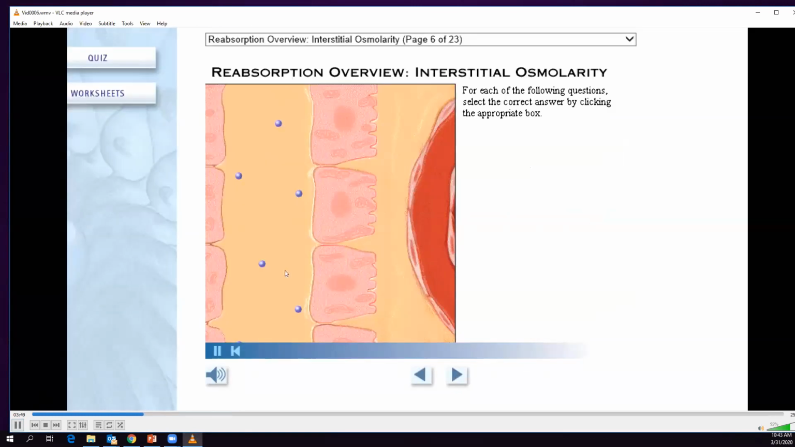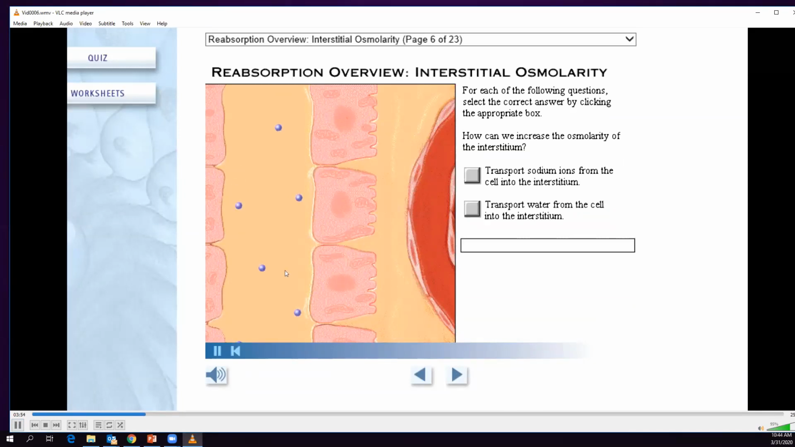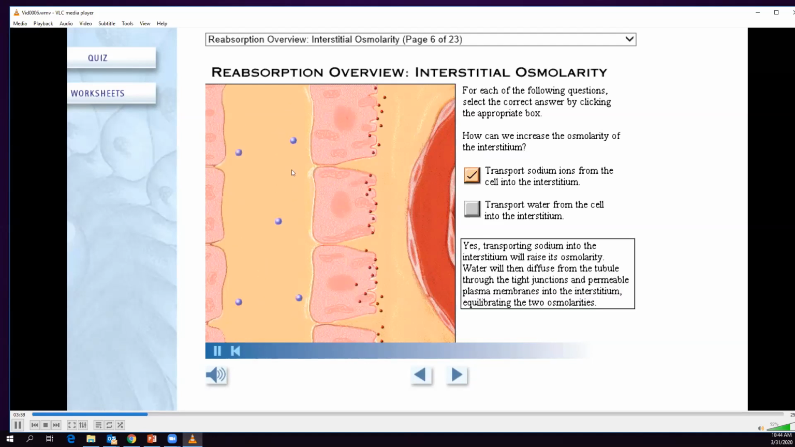The next question then is, how can we increase the osmolarity of the interstitium? Yes, transporting sodium into the interstitium will raise its osmolarity. Water will then diffuse from the tubule through the tight junctions and permeable plasma membranes to the interstitium, equilibrating the two osmolarities.